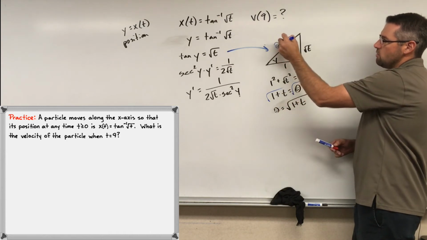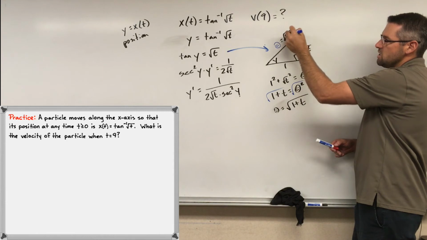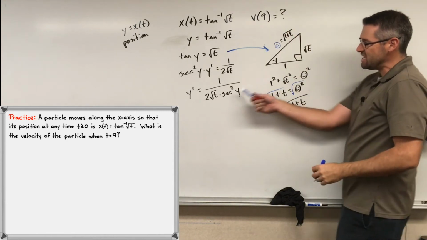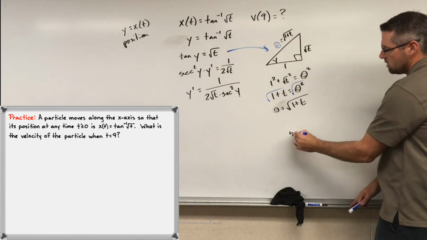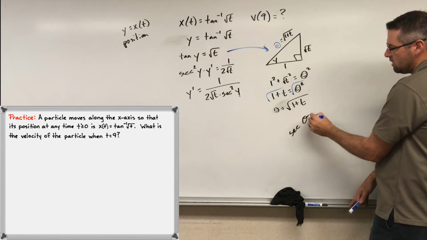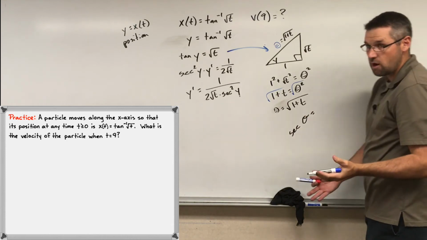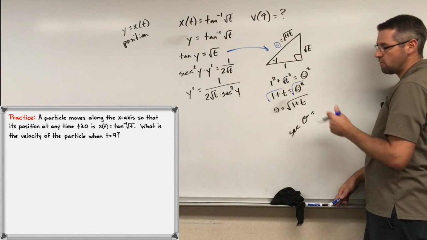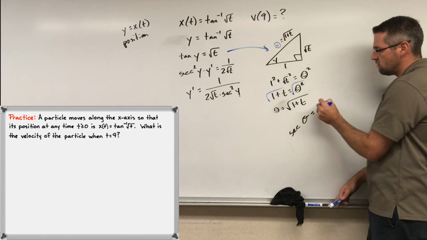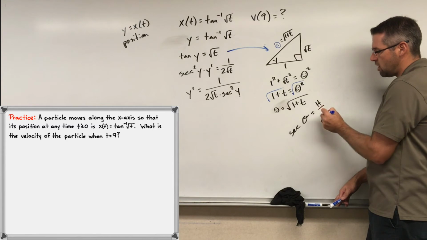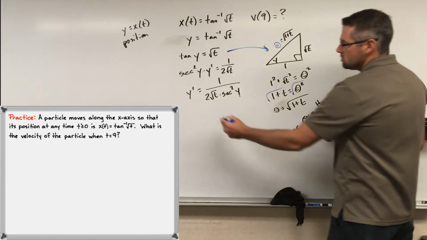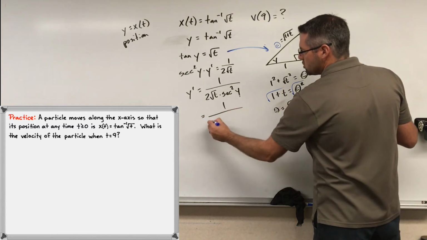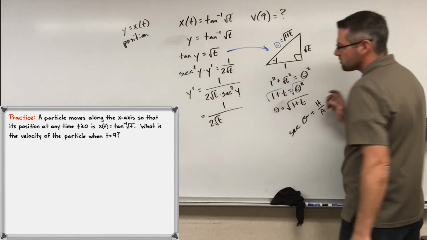And so on this side we have radical 1 plus t. Now what is secant? Remember, secant of theta is equal to, there's a couple ways of writing it. You could say 1 over cosine, or you could think of the reciprocal of cosine. Since cosine is adjacent over hypotenuse, secant will be hypotenuse over adjacent. So in this case, we would get 1 over 2 radical t.